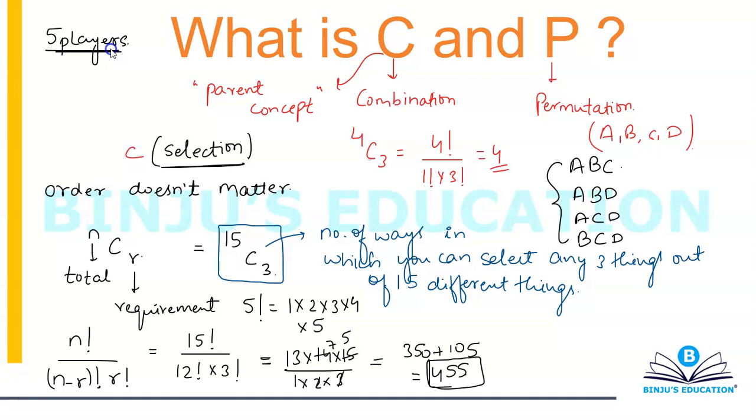So that becomes a case of combination, and the formula for combination is NCR. N is total, R is requirement. So what is NCR? It gives you the total number of ways in which you can select R things out of a given N different things. This is the literal meaning of NCR.